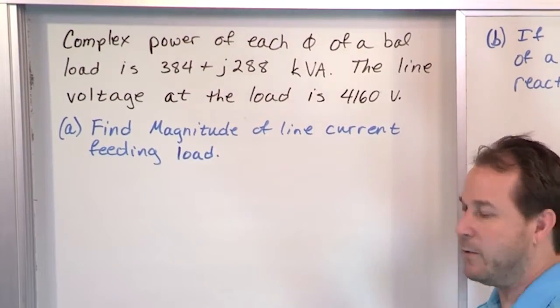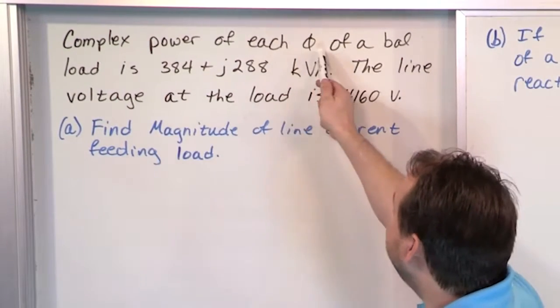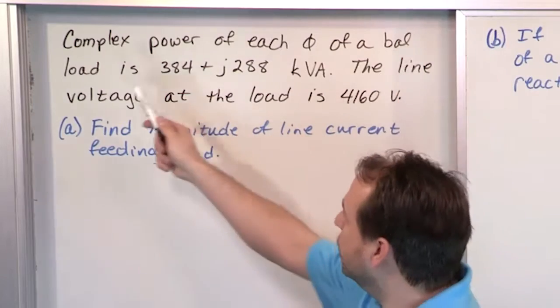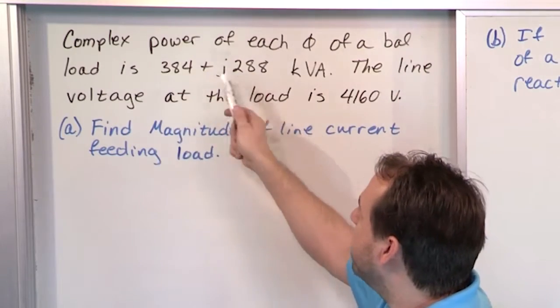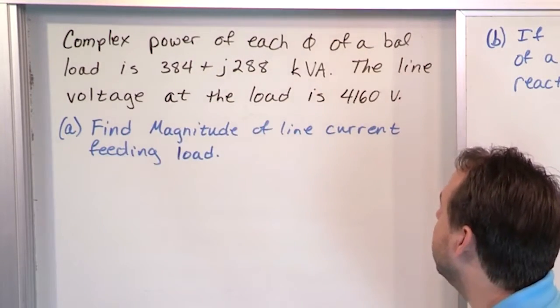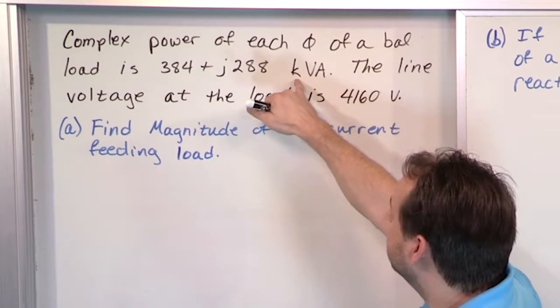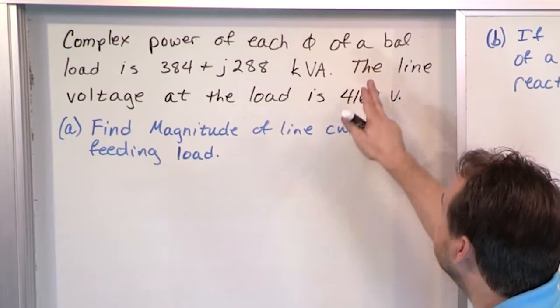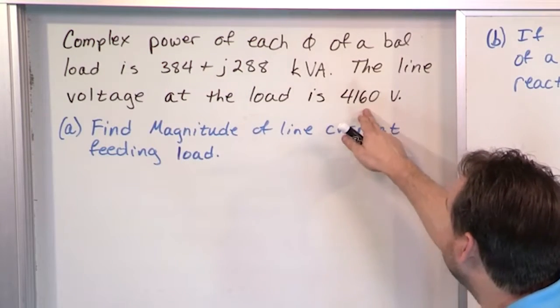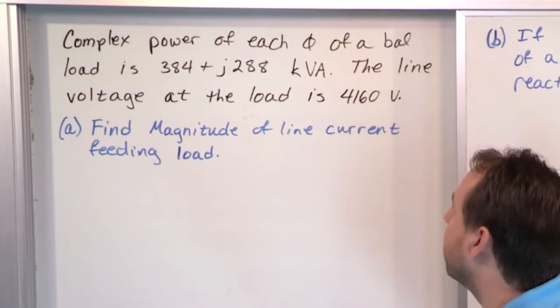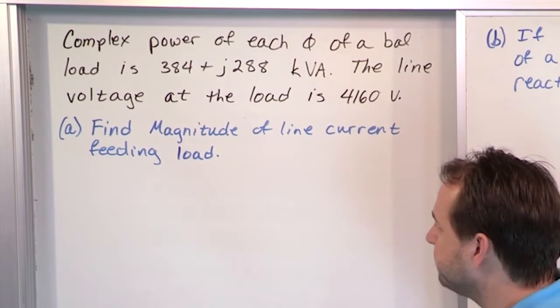The complex power of each phase of a balanced load is given by 384 plus j288 kVA. Don't forget that it's got a K here, so this is kilo. The line voltage at the load is 4160 volts. You're going to assume that's RMS. You always do unless they tell you otherwise.